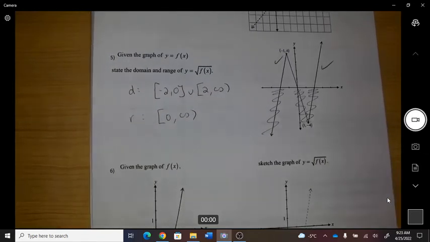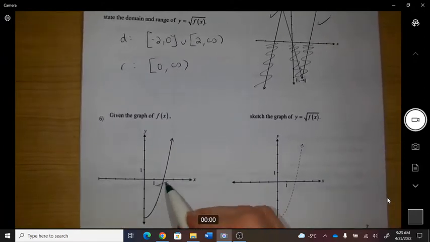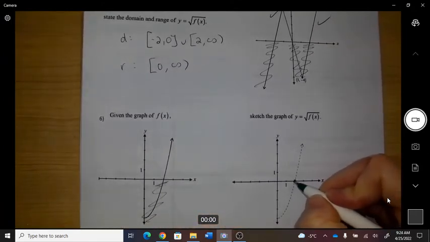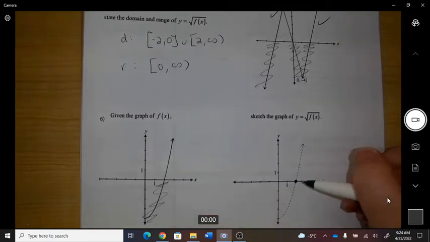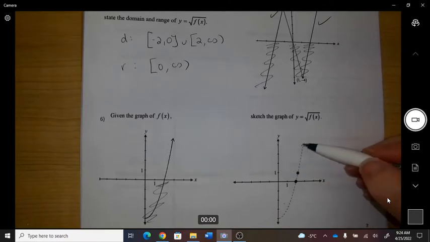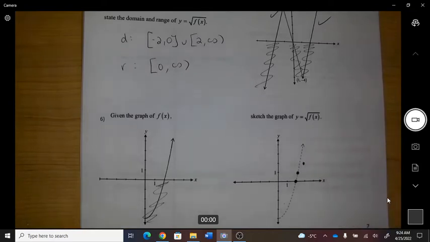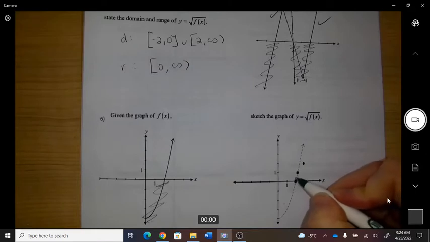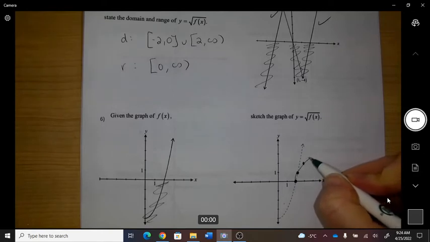Number 6. Sketch the graph of the square root. Okay, so we know that that won't exist. So 0, the square root of 0 is 0. The height of 1, which is right here, that will also not move. I'm going to go 1, 2, 3, 4. So basically where the arrowhead is, I'm going to move it straight down to 2. And then this section needs to be above the curve, and then below, and then an arrowhead.